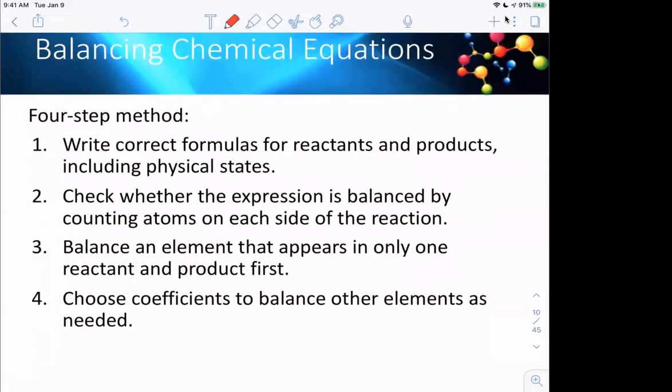So there's a 4-step method on how to balance chemical equations. It all hinges on writing the correct formulas for my reactants and my products. And I'm going to include my physical states. You're going to check whether the expression is balanced by counting atoms on each side of the reaction. You're going to balance any element that appears in only one reactant and product first. And then you're going to choose coefficients to balance other elements as needed. This isn't a very difficult task, but sometimes it does take some practice.